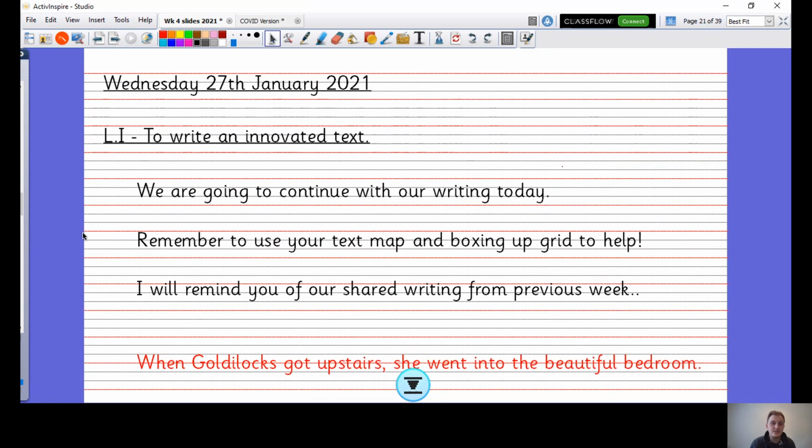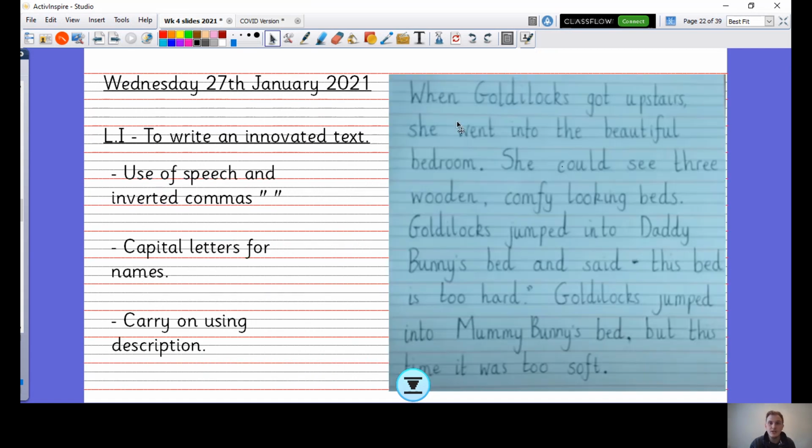So we're going to continue with our writing today. Remember to use your text map. Remember to use your boxing up grid to help you. Those are super duper important. And I'm going to remind you of our shared writing from the previous week. Okay, so here was our previous writing that we did together on our shared write.